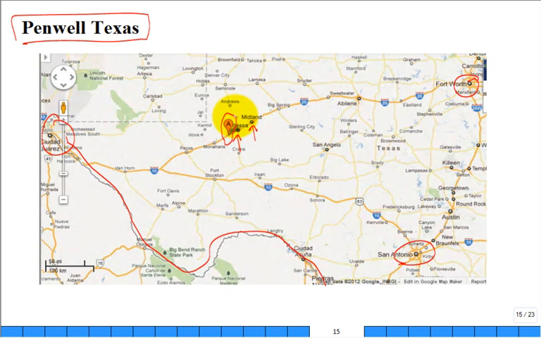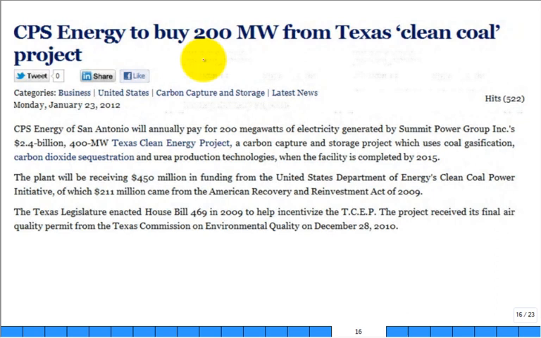CPS Energy said, great idea. We're going to bankroll it. We're in. We want part of that action. You're the owners of CPS Energy if you live in Bexar County, essentially. So CPS Energy bought a 200 megawatt commitment of the power out of that Texas Clean Coal project. This was dated 2012. I know it's a few years old. I'll bring you up to date. And it was going to have a total of 400 megawatts.